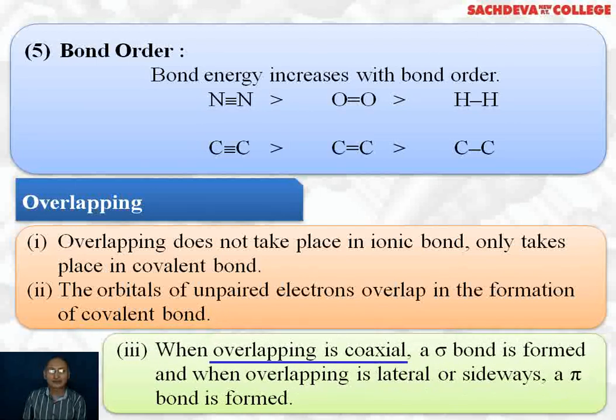When overlapping is coaxial, coaxial means along internuclear axis, sigma bond is formed. That is, when there is end-on overlapping or head-on overlapping, the bond formed is called sigma bond. And here extent of overlapping is more, therefore sigma bond is strong.